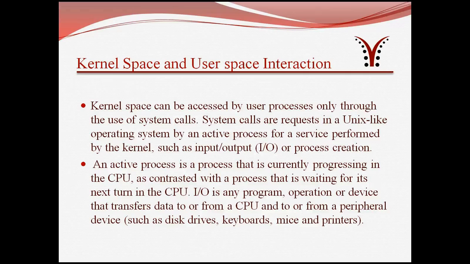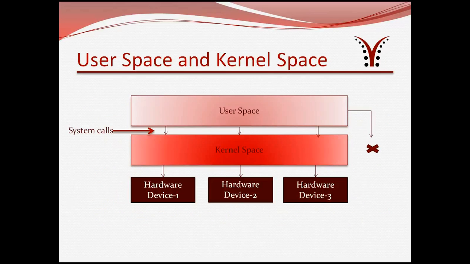In this, what exactly do we mean by an active process? An active process is a process that is currently processing in the central processing unit, whereas an inactive process is one which is waiting for its next turn in the CPU. Pictorially, let's see how this interaction happens. From this figure, the top block is the user space where user processes run. They interact with the next block, that is the kernel space block, using only system calls.